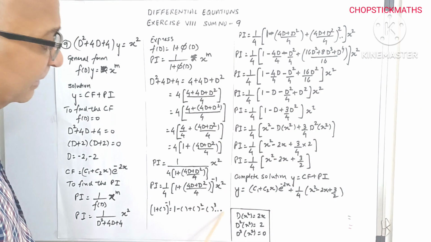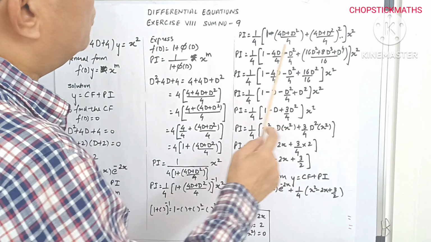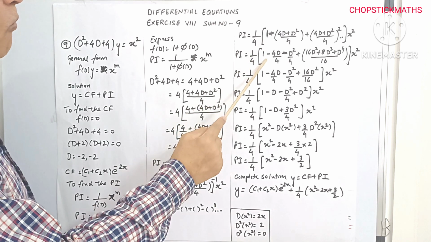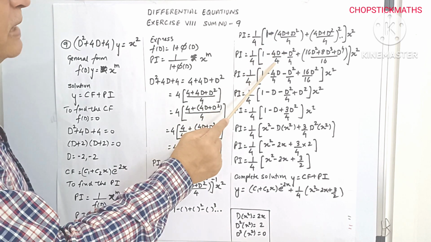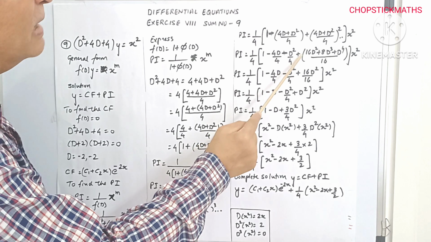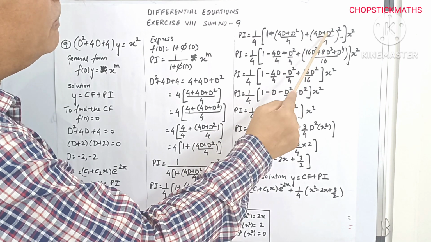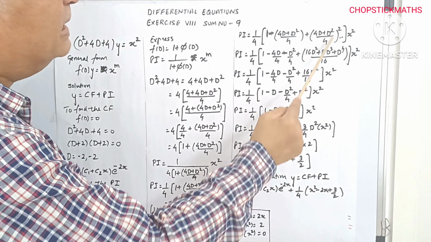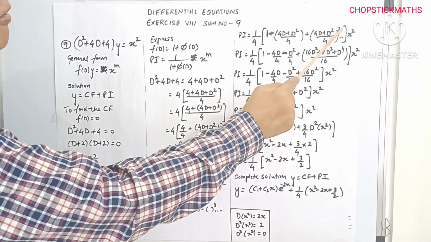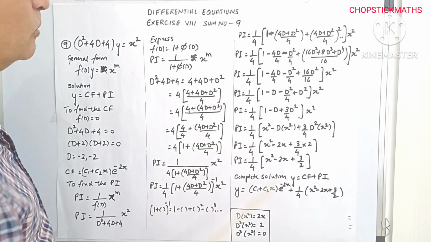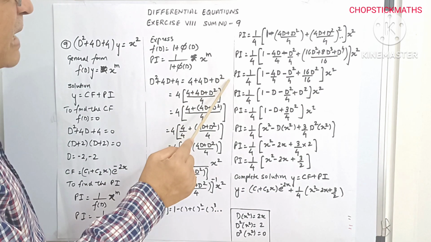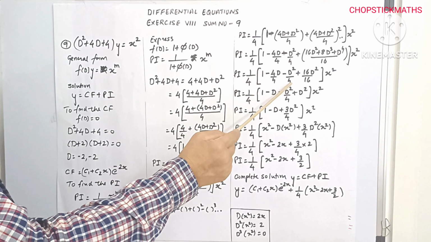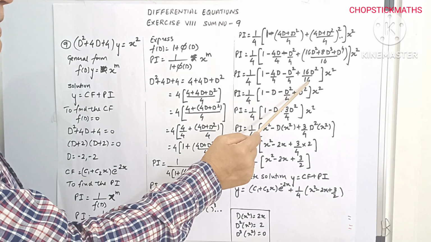and we will neglect the higher powers, into x². So PI will be equal to 1 by 4 into bracket 1, we'll open this bracket, minus 4d/4 minus d²/4 plus, we will expand this particular bracket using (a + b) the whole square. This will be (16d² + 8d³ + d⁴)/4², 4 square is 16, into x². This will be PI is equal to 1 upon 4 into 1 minus 4d/4 minus d²/4 plus 16d²/16.